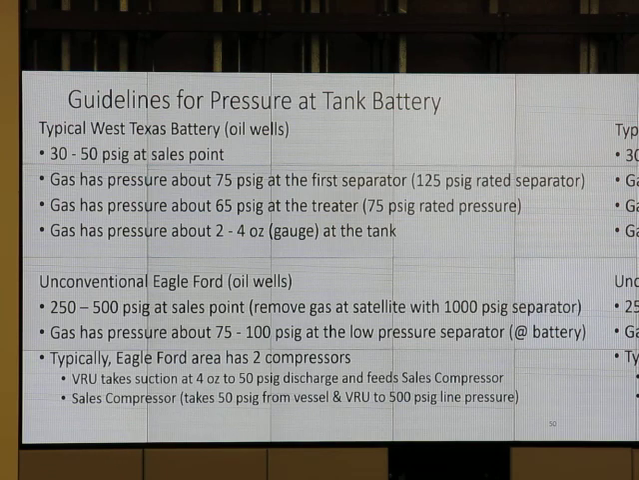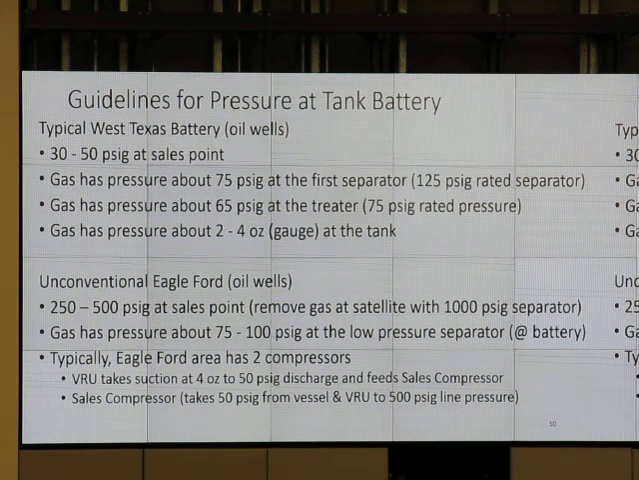In our unconventional wells, they come in at higher flowing pressures. There, instead of coming in at this 30 to 50 range, they're going to be higher, 200 to 500 psi. We may remove the bulk of our gas at a high pressure separator at a satellite and feed that into this battery. Our gas will be 75 to 100 pounds at our low pressure separators. And remember, we've given you data on how much gas to expect after a couple of stages of separation for vapor recovery. And then we've given you data on how much gas to expect coming off a heater treater for a tank battery for vapor recovery.